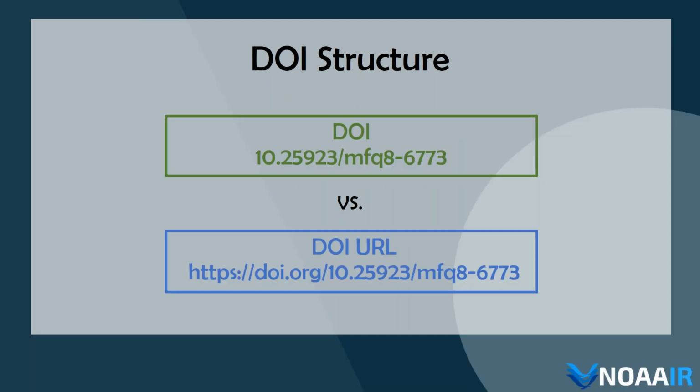So what I'd like to do here is sort of talk about the DOI structure. You have your DOI, which is this top box, the green one. That is the DOI itself. It always starts with the 10 dot whatever, and then has the unique identifier at the very end. And then sometimes we will talk about DOI URLs. A DOI URL is the actual linked URL that leads you to that particular object, and you can see the DOI as part of that URL.